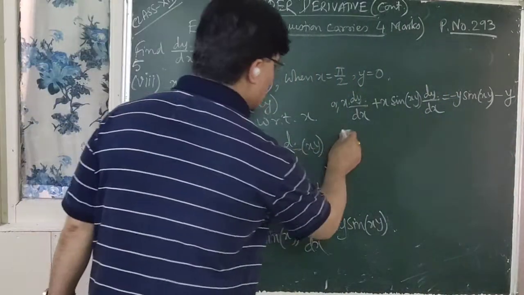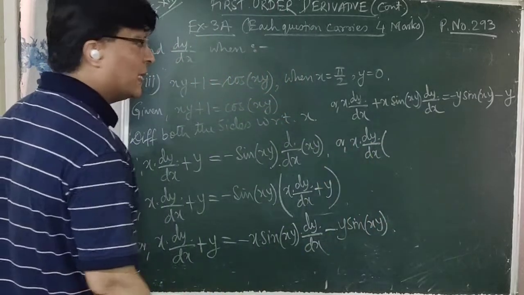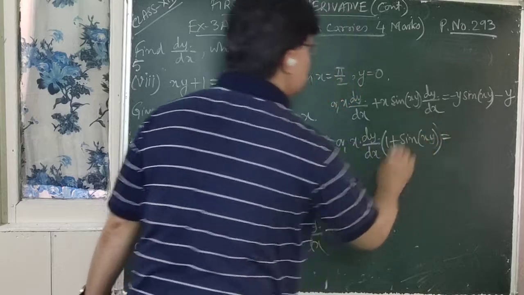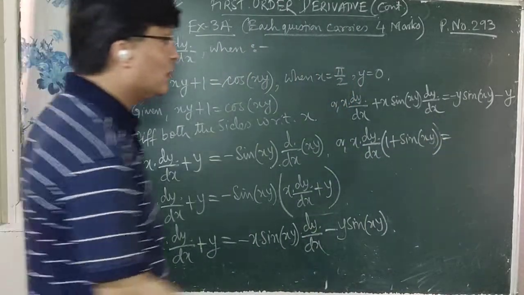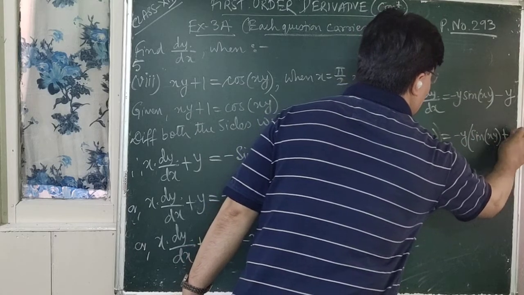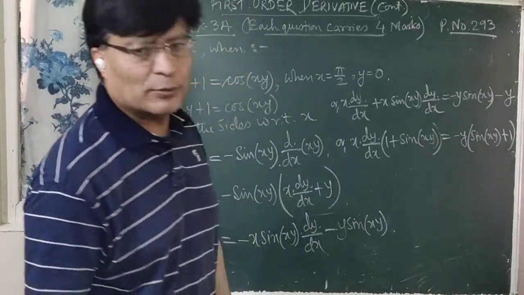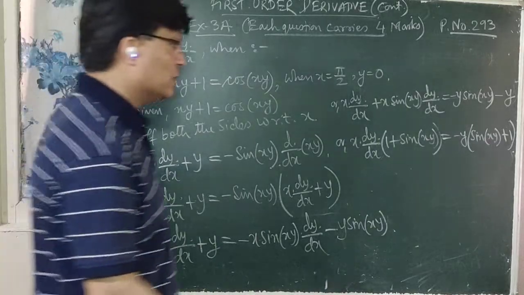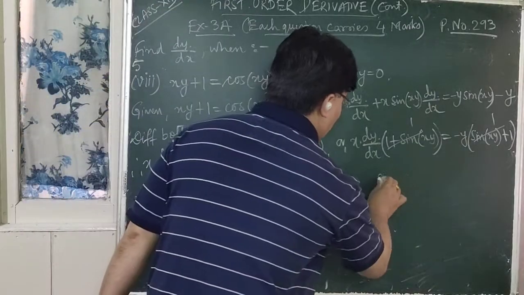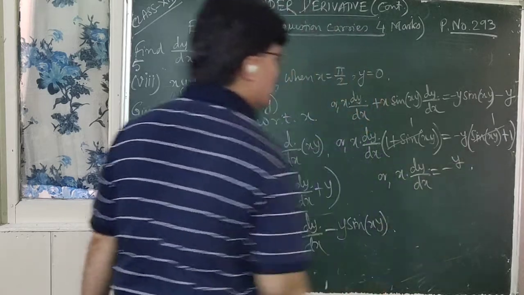So let's take common out here. What is common here? X into dy by dx. So within the bracket, what do we get? It is 1 plus sine of xy, bracket closed, is equal to, on the right hand side, what is common there? It is minus y. So within the bracket, what do we get? It is sine of xy plus 1. Is it clear? So now you can cancel the common term on both the sides, which are in the numerator. These are the common terms, you can cancel them, that is divided, that is 1. So now x into dy by dx is equal to minus y.